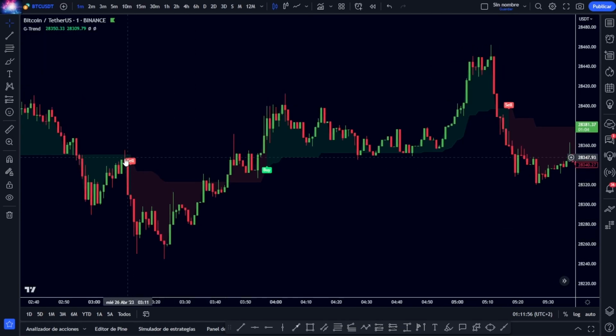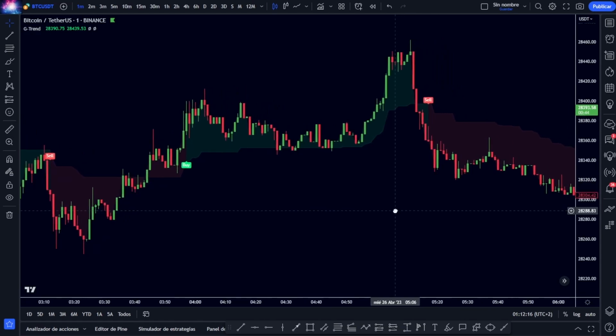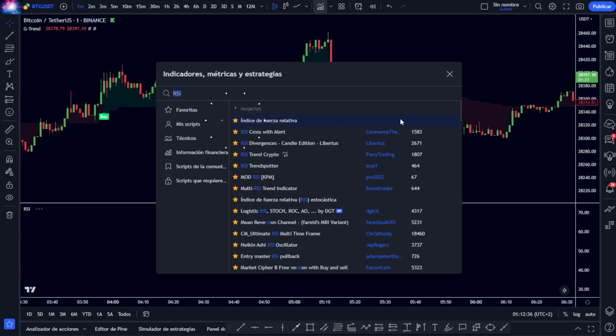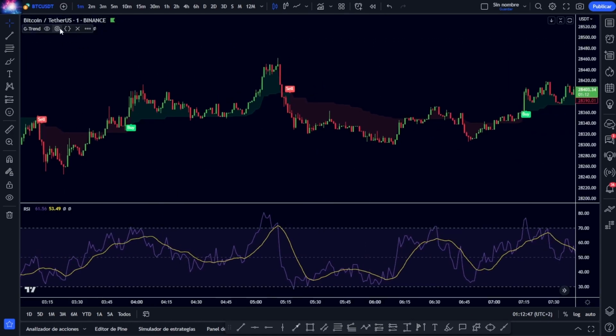The bad thing is that it is an indicator that repaints, that is to say that it lags in the moments in which it marks these signals, and it can get to confuse you when you want to launch that operation. That is why we are going to add a second indicator, the most basic in the world, the RSI, the Relative Strength Index. We put it in, and now we're going to set everything up a little bit better.